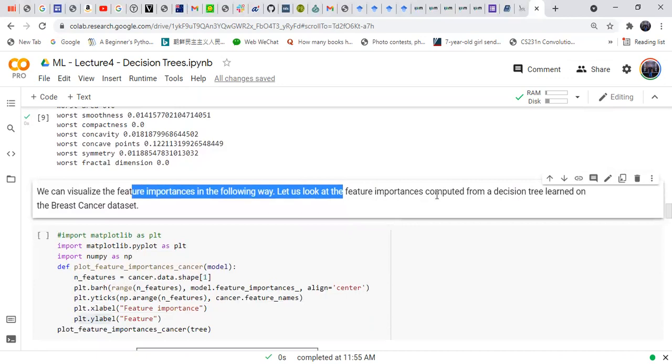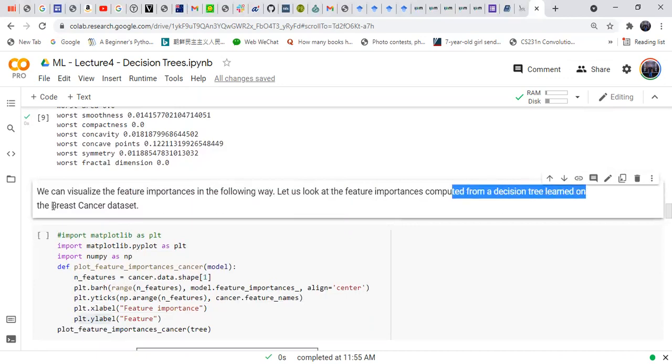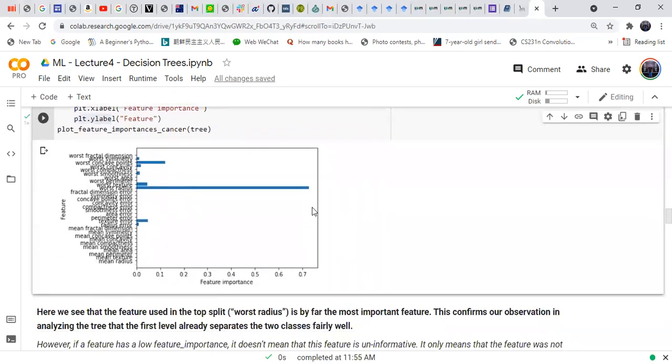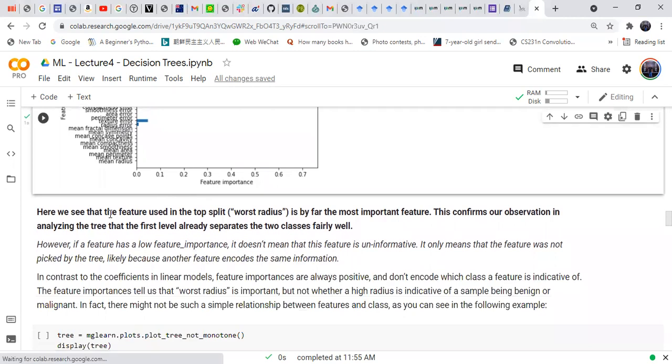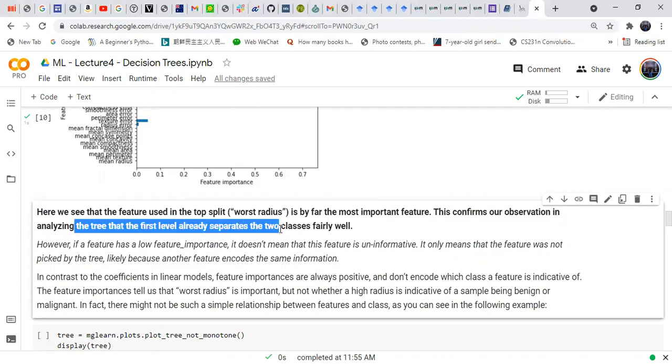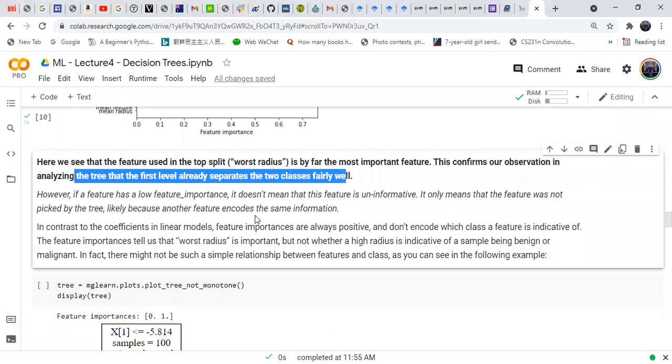Let's look at the feature importance computed from a decision tree learned on the breast cancer dataset. So now we compute the feature importance in another way, and we see that the feature importance is the highest for the worst radius and some texture error, etc. Worst concave points. Here we see that the feature used in the top split, worst radius, is by far the most important feature. This conforms to our observation in analyzing the tree that the first level already separates the two classes fairly well.